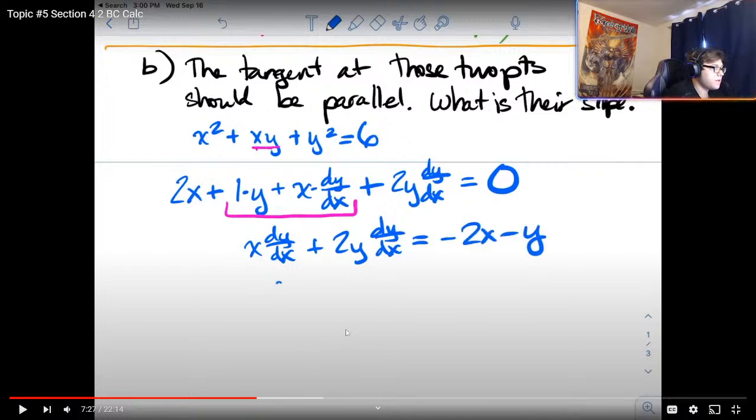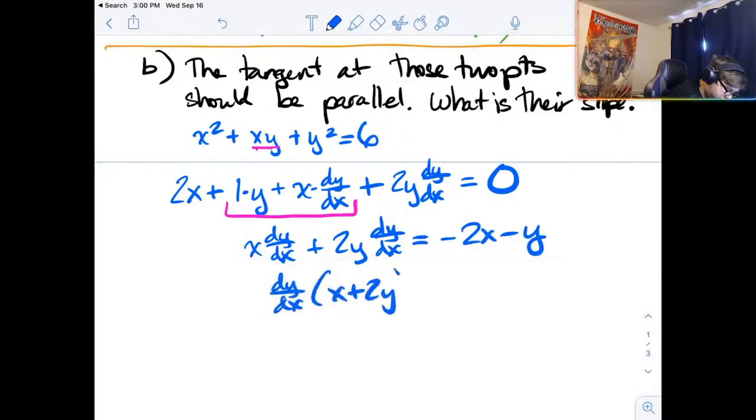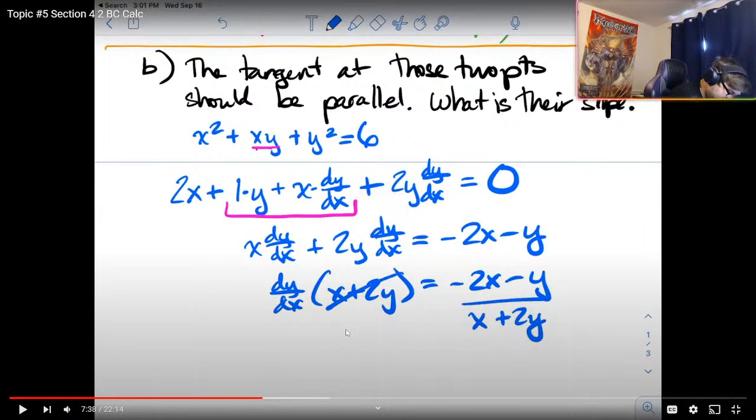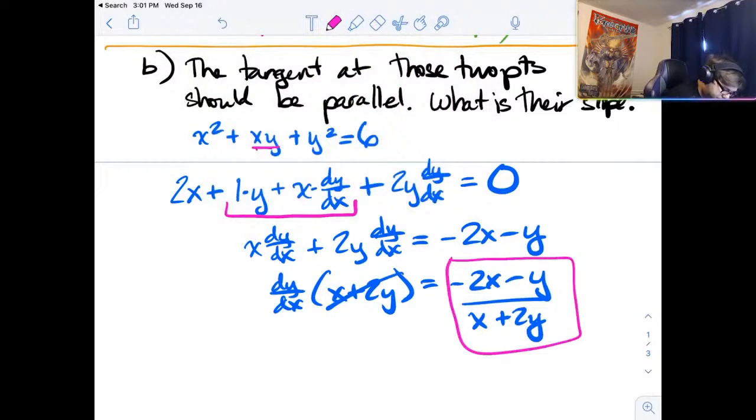Minus y. Then we can factor out dy dx as a common term, leaving us with this. Of course, what always happens with that parenthesis unit is it winds up getting divided over to the other side. One second! So I do believe that this would be the final answer for our slope, okay?